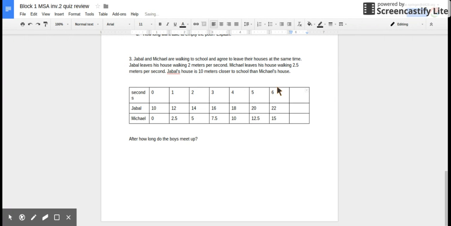So you'd go to 7, you'd add 2 for Jabal and 2.5 for Michael. And you continue this until they have the same distance. So that's how you're going to be able to find where the boys meet up. So if you continue this, you'll go to 8, 9, 10, 11, all the way until they both have the same distance. And that'll tell you after how long do the boys meet up.